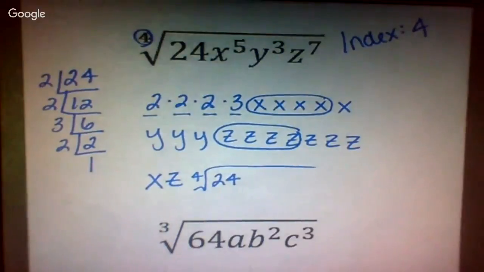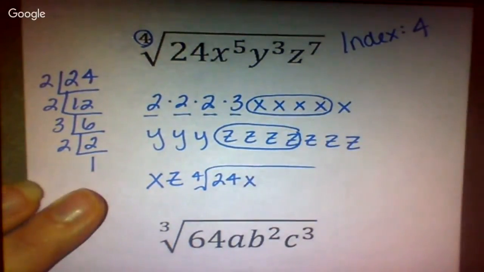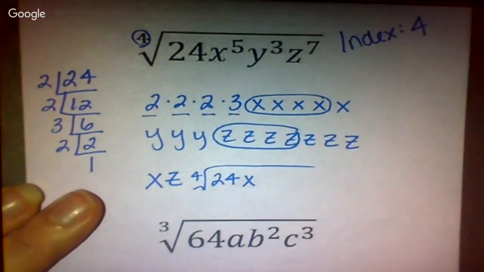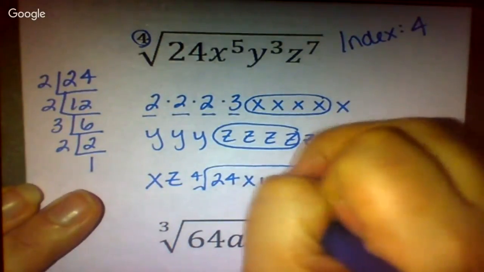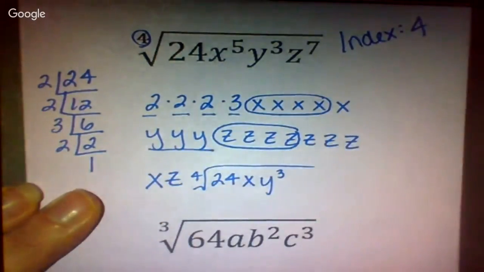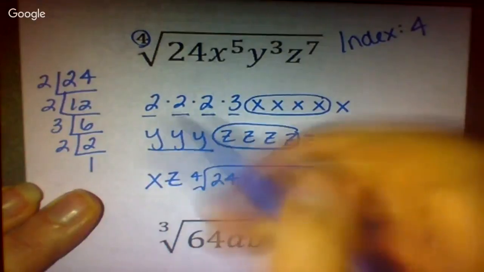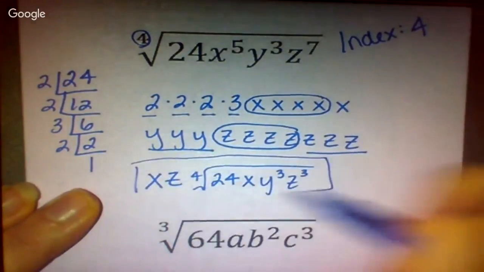Good stuff. Okay. I need to put an X back under. I only have 1, so it's X to the first. I need Y to the third, I've got 3 left over. And Z to the third, I have 3 left over. We're done.